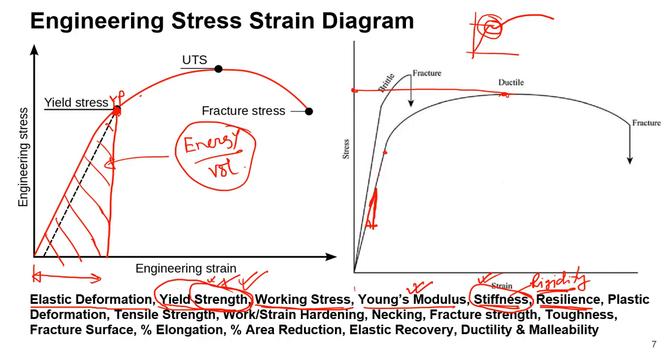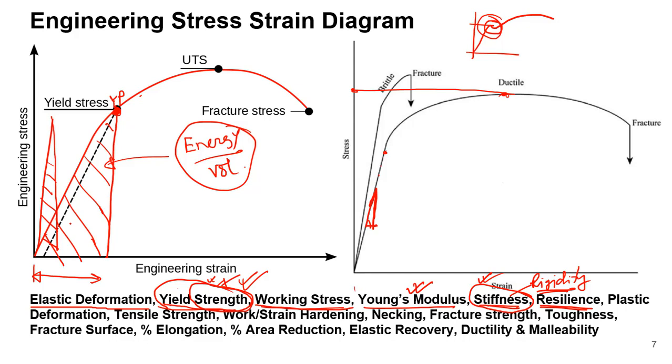So resilience is a very important property in certain designs. In certain applications we need the material to be very resilient, like in the case of a shock absorber we use springs, and spring material should be highly resilient, and you can understand that the area should be large to make it more resilient. And suppose the stiffness of a material is very high, in that case what will happen? If the stiffness is very high, the slope will be very steep, and you can understand the area will not be very large.